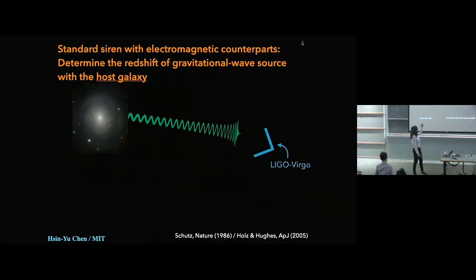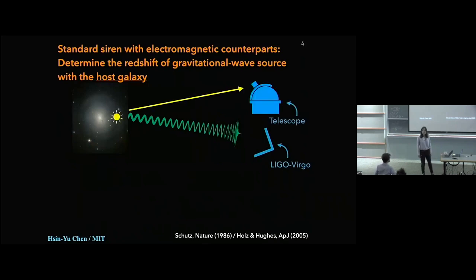Let's say you receive a gravitational wave signal in our LIGO Virgo detector, and you also happen to capture its electromagnetic counterpart. Traditional telescopes are typically able to localize the gravitational wave sources much better than what LIGO Virgo can do. And that's very good localization, which allows us to directly associate the gravitational wave source to its host galaxy. Then by measuring the redshift of this host galaxy, we also determine the redshift of the gravitational wave source.